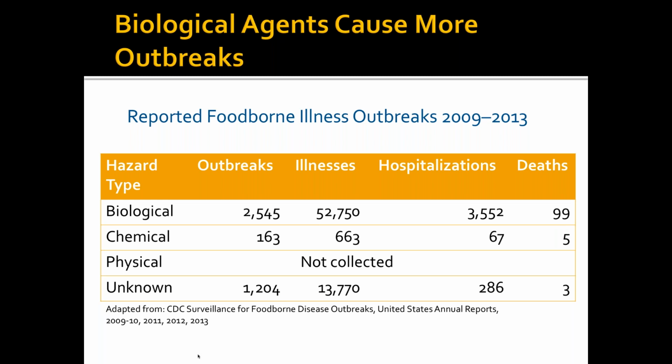There are 2,500 outbreaks across the country in a 5-year period. 52,750 illnesses. 13,770 unknown. And actually, if you look at the estimates, the unknown are a whole lot higher than the known when they estimate. They put a lot of windage into that one. The deaths, we really do usually have a pretty good handle on.